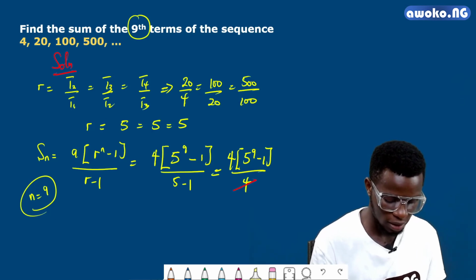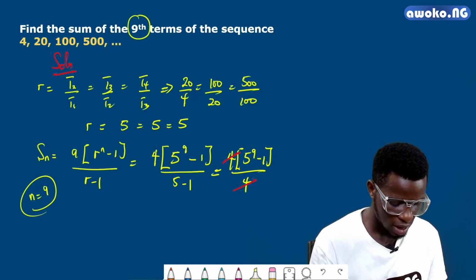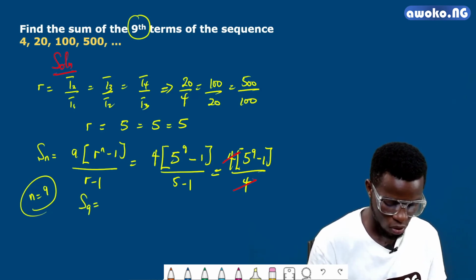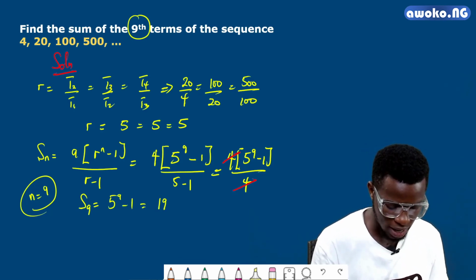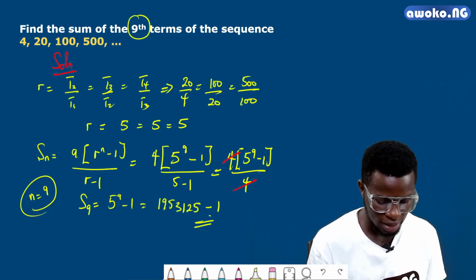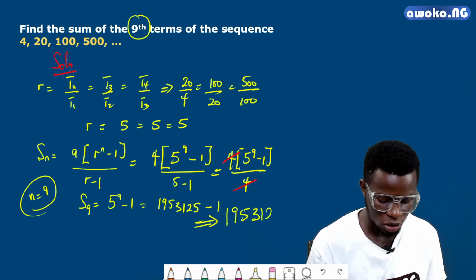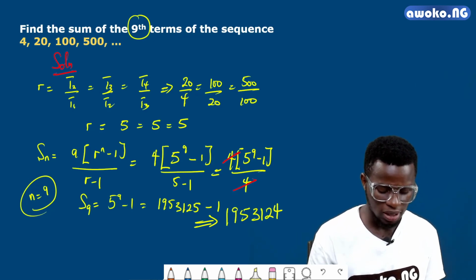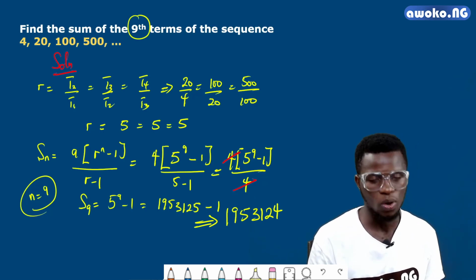Of course, 4 can cancel out. If 4 cancels out, we are left with S9 is equal to 5 raised to power 9 minus 1. 5 raised to power 9 is equal to 1953125 minus 1. And then the final answer is equal to 1953124. So this is the sum of the 9th terms of the sequence here.